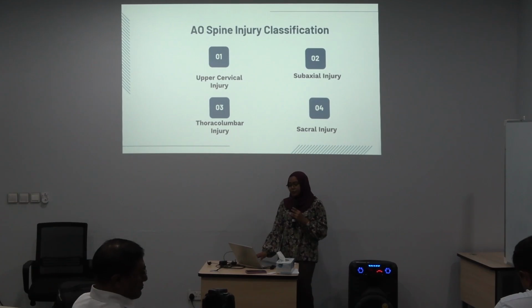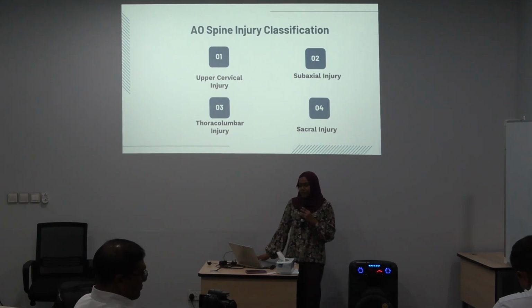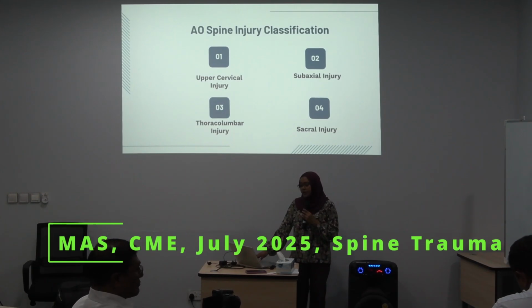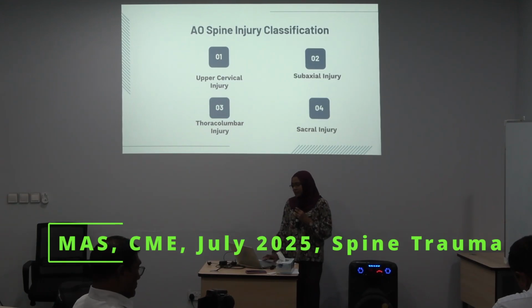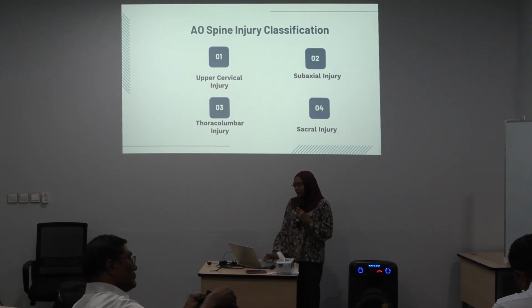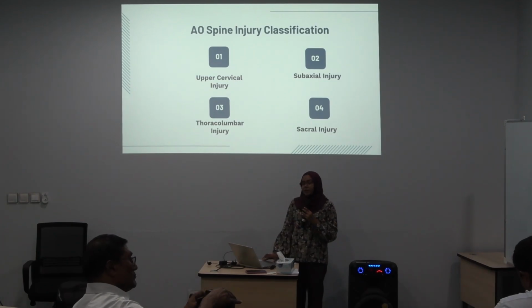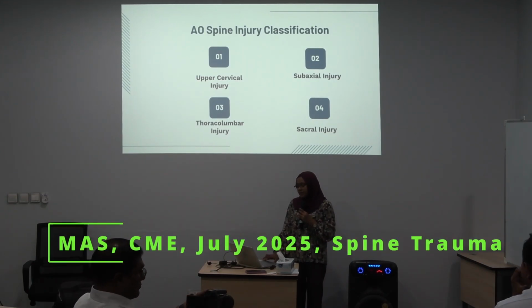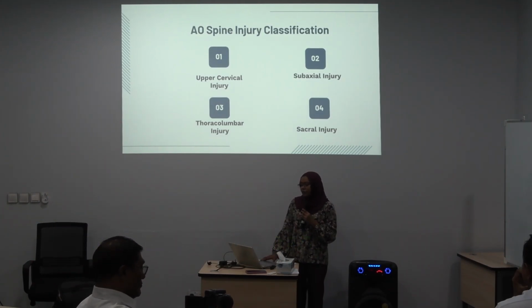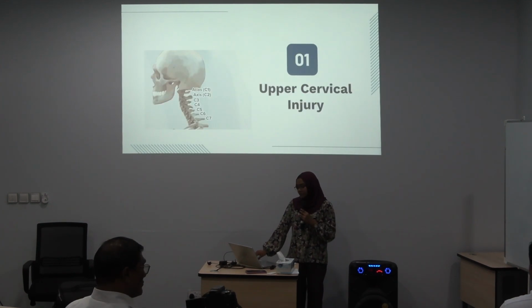Starting with spine injury classification, here we use the AO Spine injury classification. This is a standardized system developed by the AO Foundation in order to have standardized terminology among surgeons to determine whether a patient's injury is stable or unstable, and also provide consistency in injury diagnosis and treatment. Anatomically, it is divided into 4 regions: upper cervical injury, subaxial injury, thoracolumbar injury, and sacral injuries.